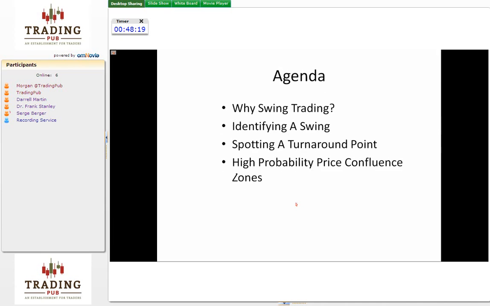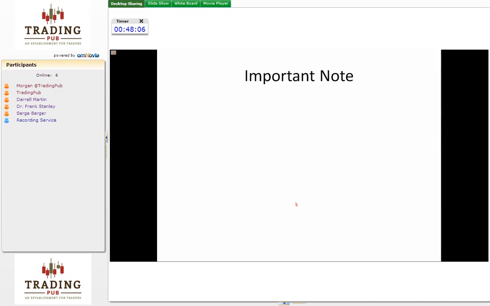The art of swing trading, it's a higher probability strategy. First we're going to go through the definition of swing trading and why swing trading, then identifying a swing. Otherwise, if we can't identify a swing, it's a little difficult to make sense of it all. Then we're going to look at spotting a turnaround point, and what it all comes down to is what I focus on, so-called high probability price confluence zones. And last but not least, we have to look at setting targets and stops.